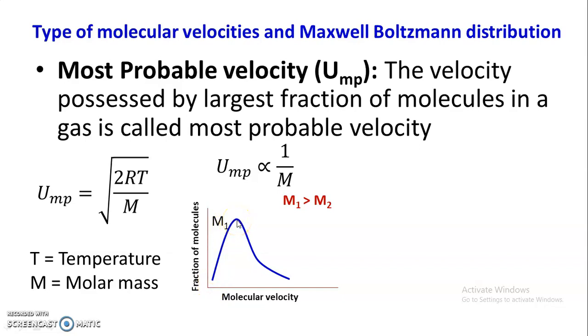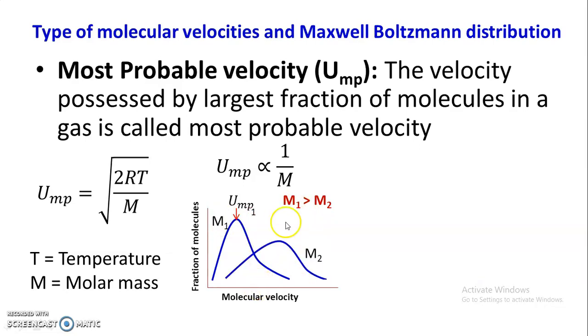So these larger molecules, or molecules with larger molar mass, move with a little bit slower speed, and their most probable velocity, this is the most probable velocity of gas sample 1. This is the fraction of molecules possessing the most probable velocity. So this is UMP1, it is for gas sample 1.